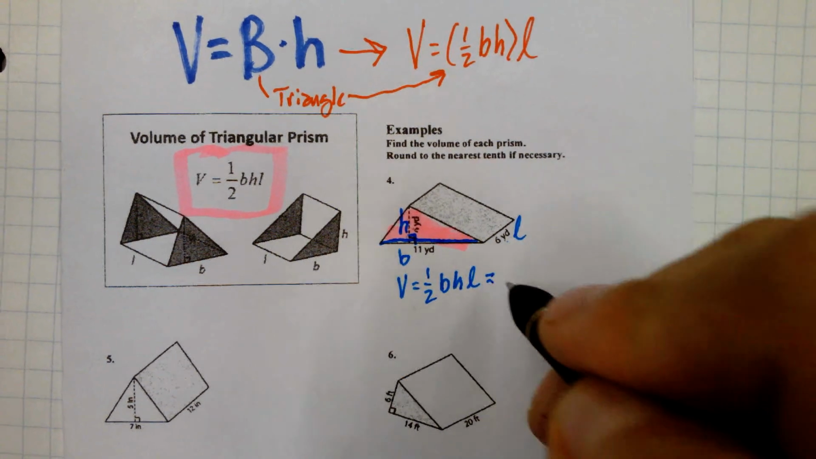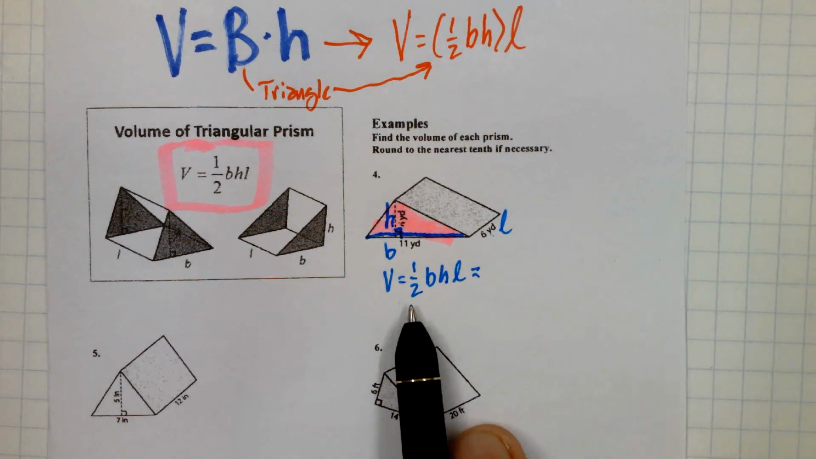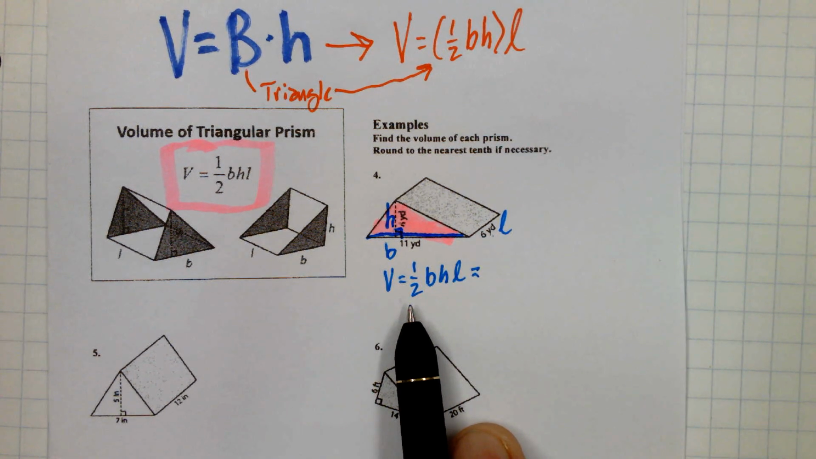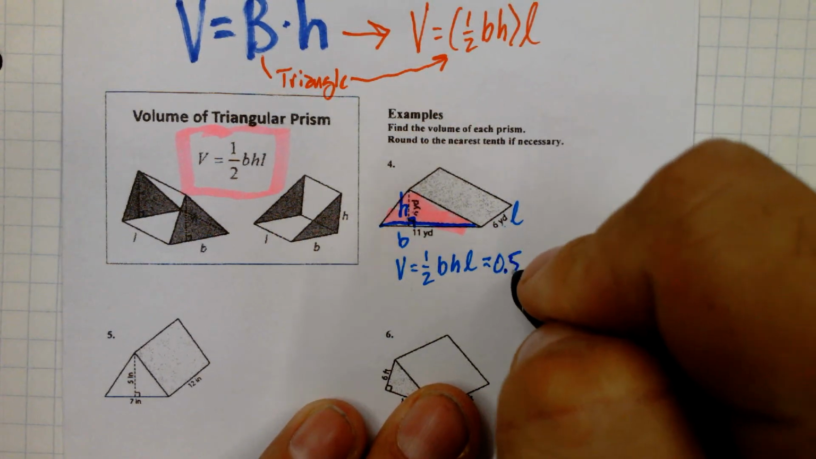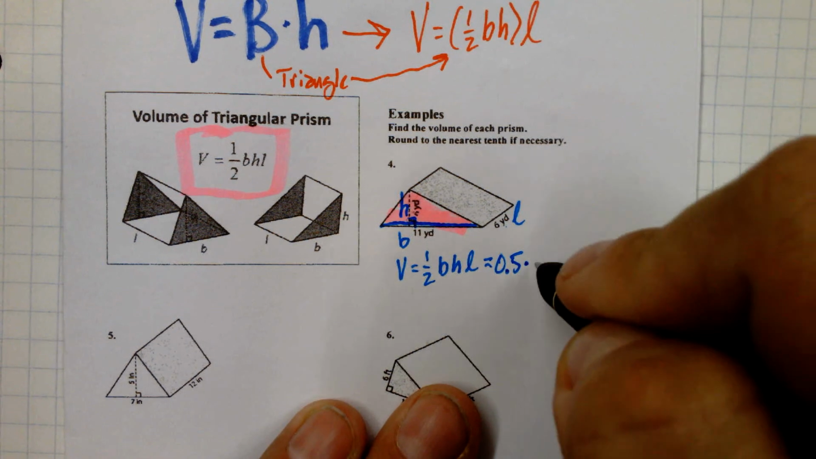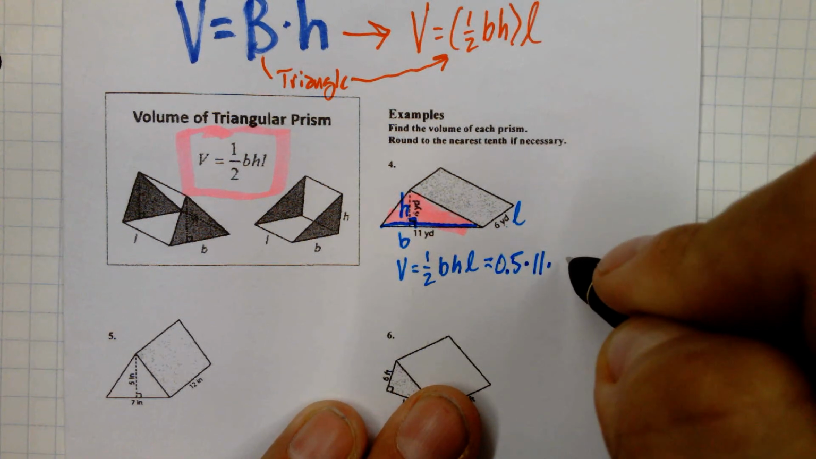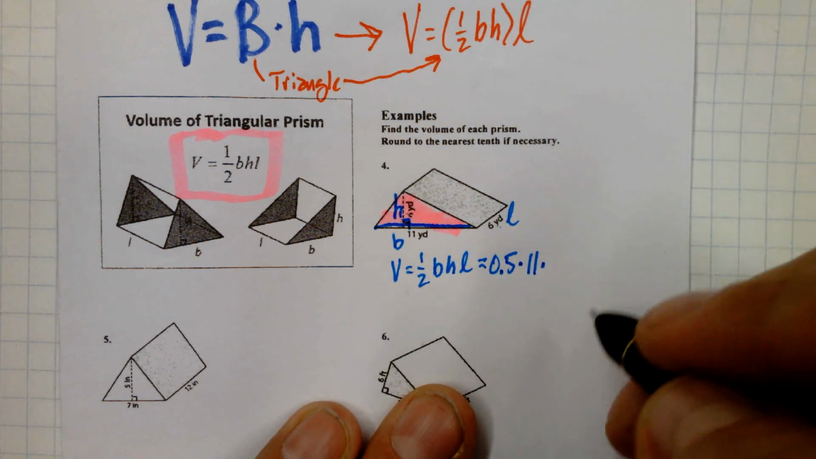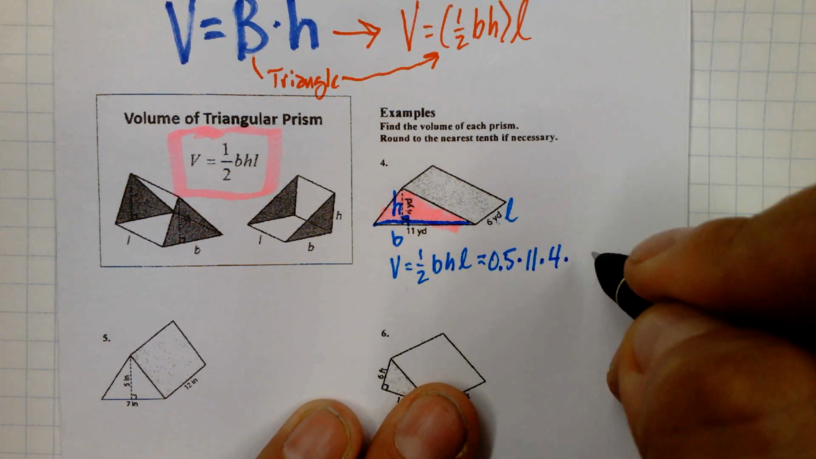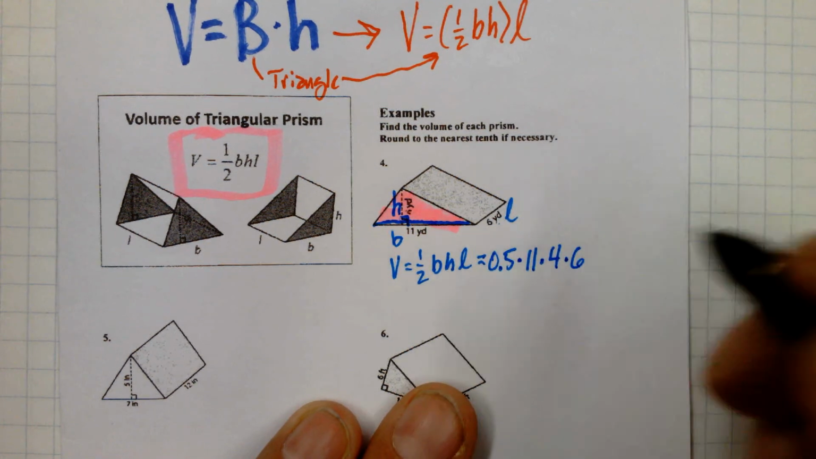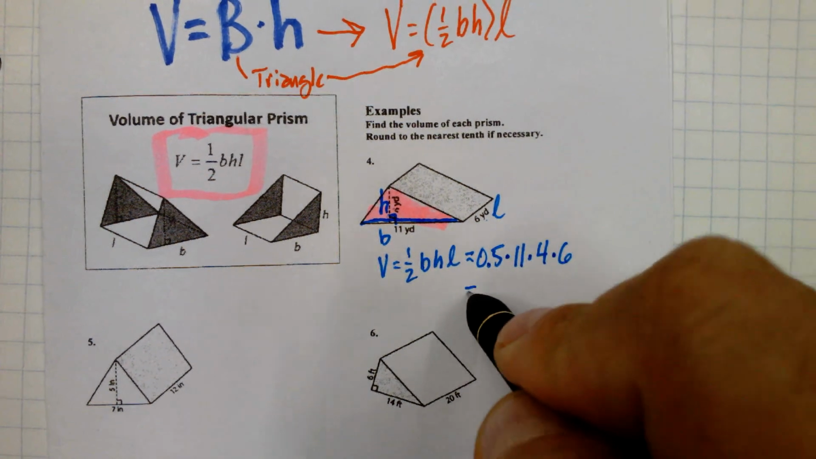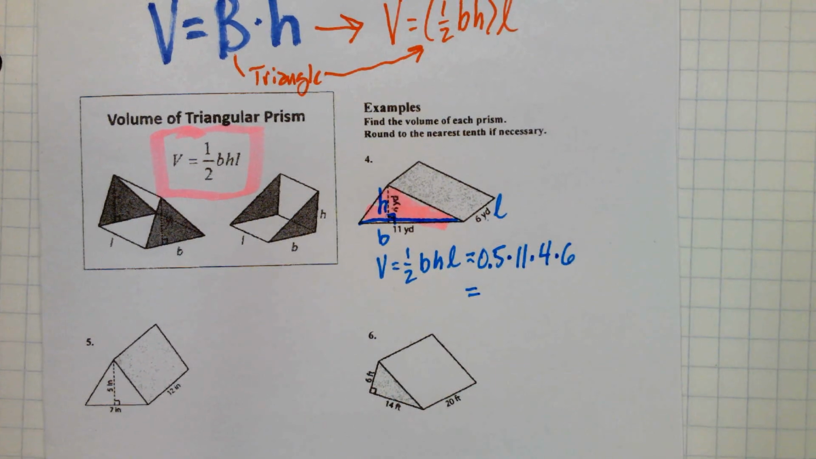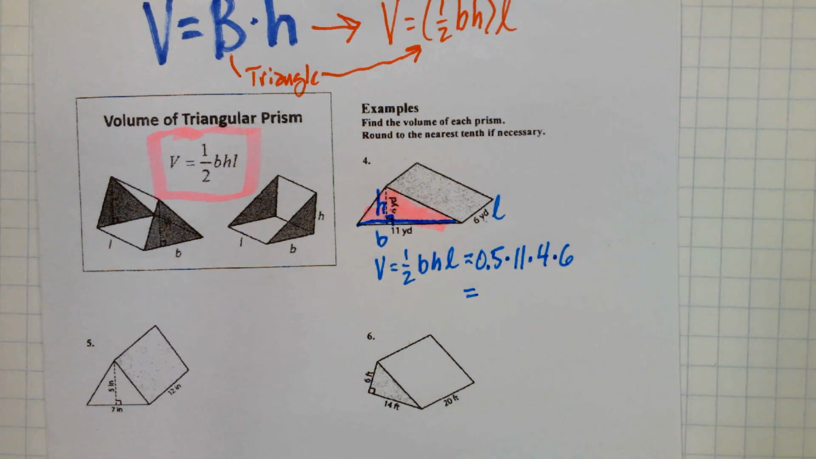So let's fill in our numbers. Now we're going to do this on a calculator. So what's a better number to use instead of 1/2? 0.5. So we're thinking about our calculator right now. Times our base, which is 11, times the height, which is 4, times the length, I should say, which is 6. So this is what we're multiplying. 0.5 times 11 times 4 times 6. Let's see what answer we get. So go ahead and multiply those. What do we get?